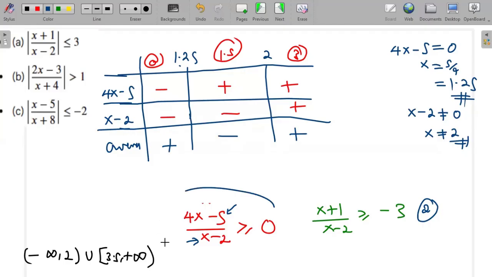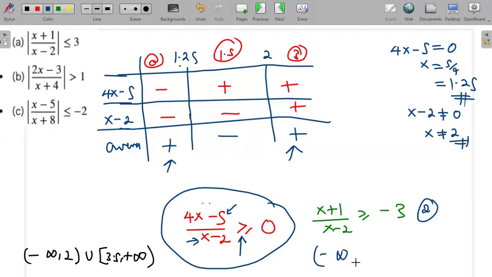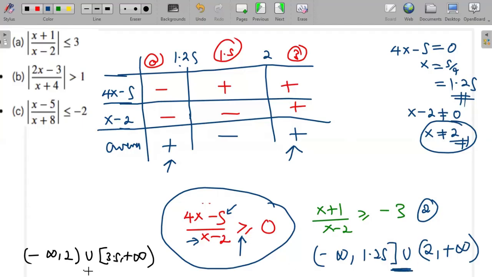Now when I look at this equation here, it is greater than or equal to 0. So I'm interested in the regions which have the positive ones. The first region here would be from minus infinity all the way to 1.25, and the 1.25 is included. Then I'm going to say union. The other part is starting at 2, but this 2 is not included, so I'll put a curved bracket, and then this goes to positive infinity. So from the second part, I found this is the answer. From the first part, I found this is the answer.